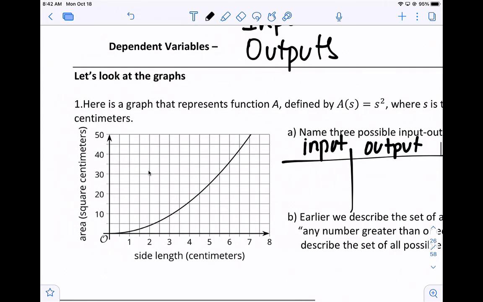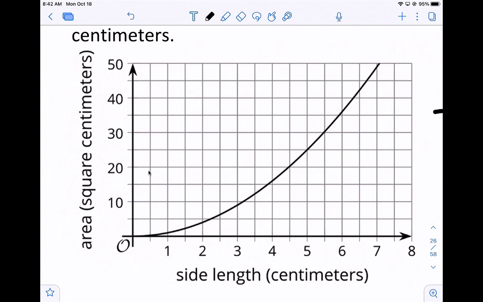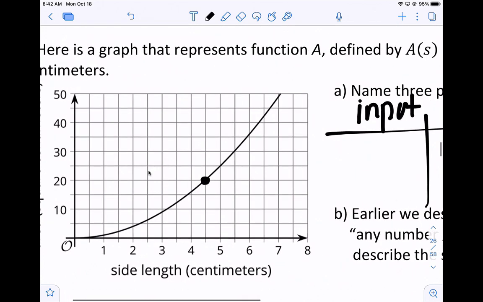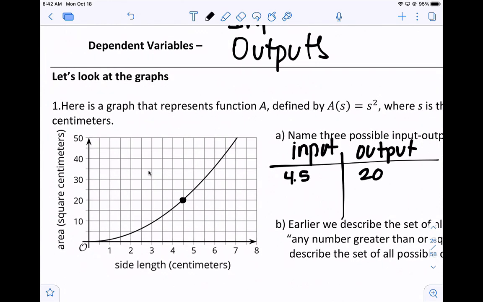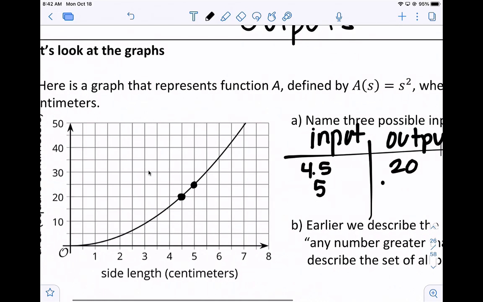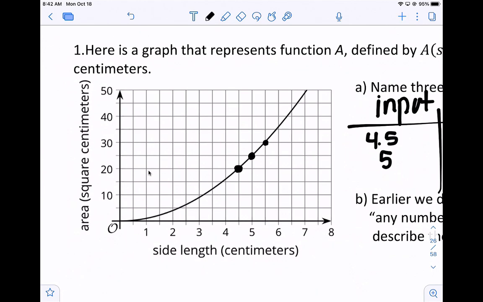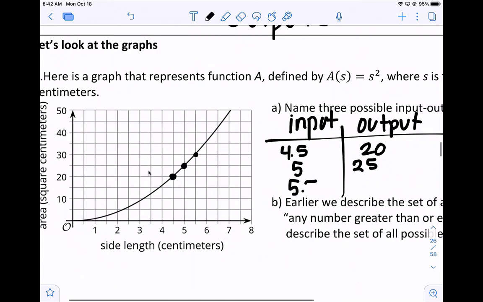And when the input is, let's find ones that are not fractional answers. Okay, so when the input, I guess it is a decimal, okay, 4.5, the output is 20. When the input is, that's another one. Ooh, this one's good. When the input is 5, the output is 25. This one's pretty good as well. When the input is 5.5, the output is 30.